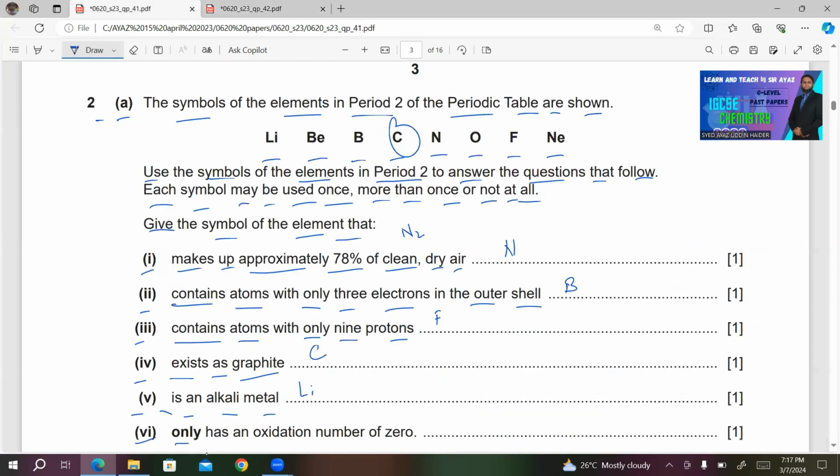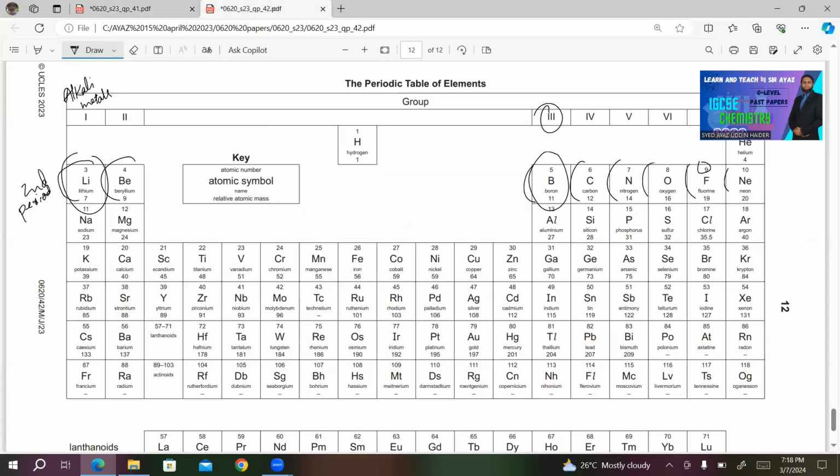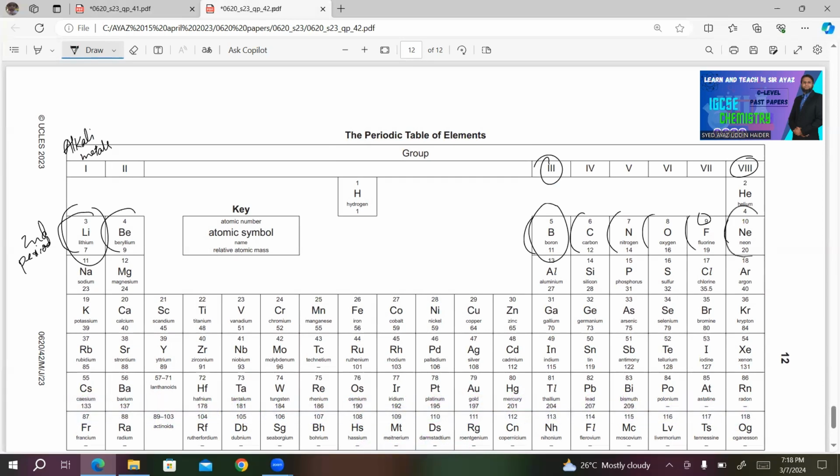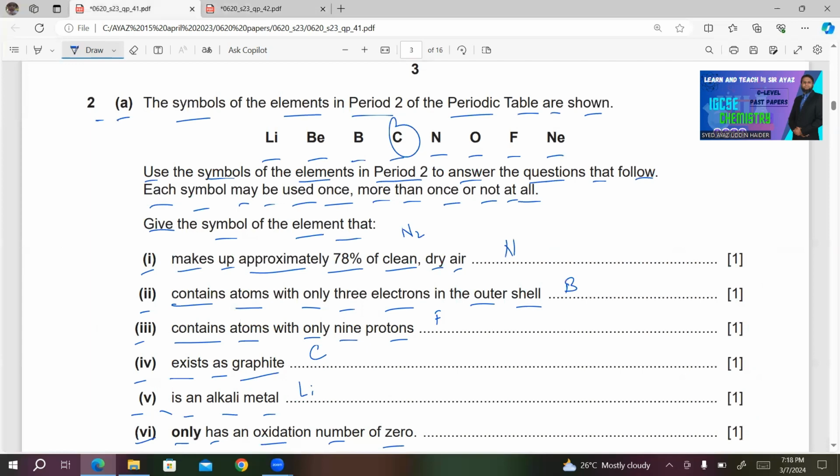Number 6, only has an oxidation number of 0. This element must belong to group 8. Here we are having group 8. They have 0 as their oxidation number. So neon will be the answer for this part. So I will write Ne.